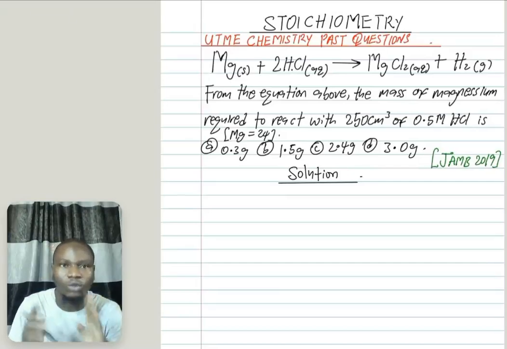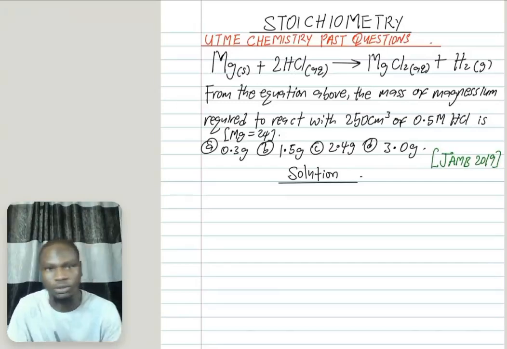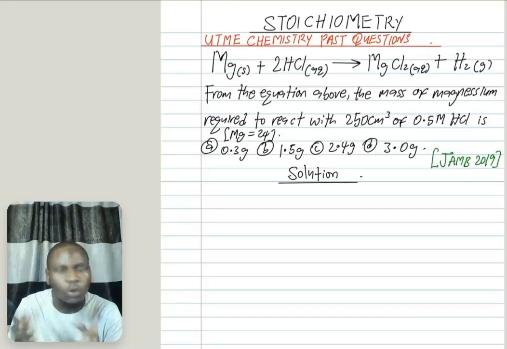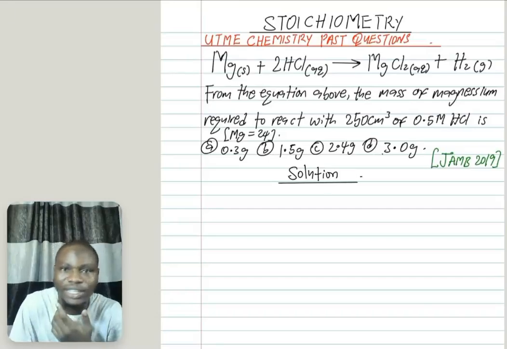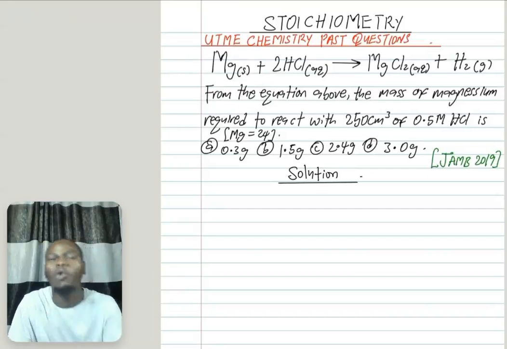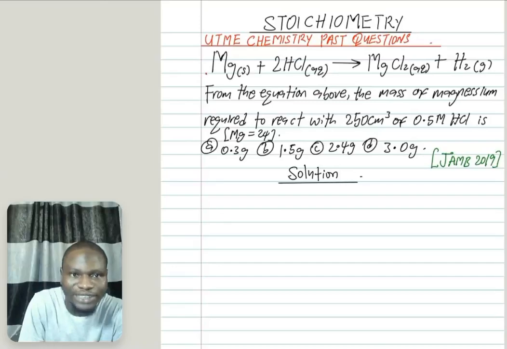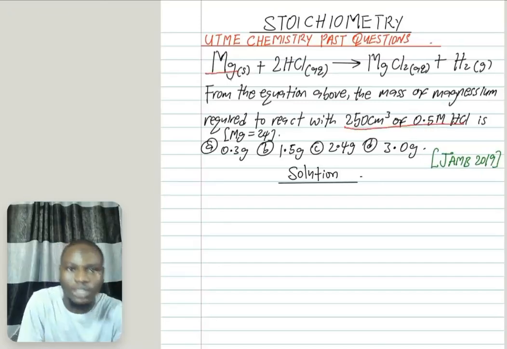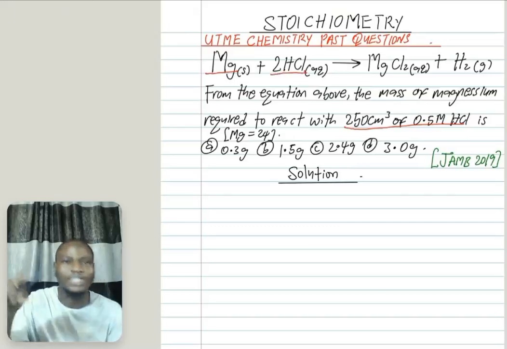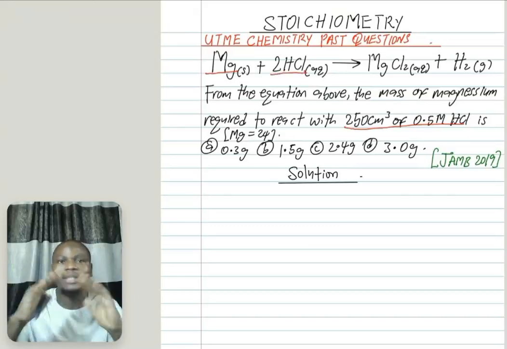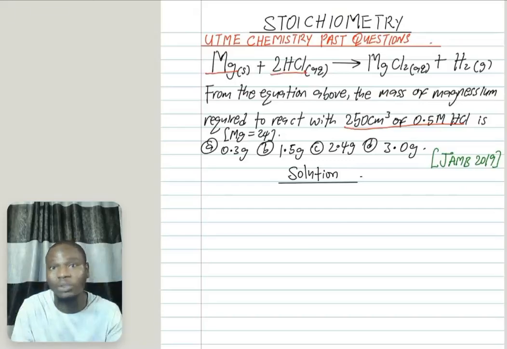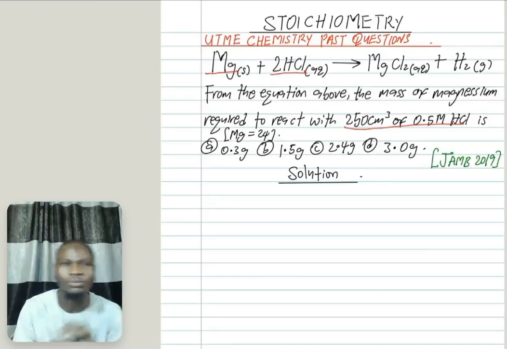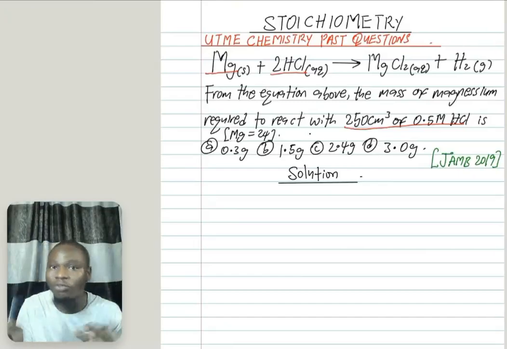Remember, I told us that to attack a stoichiometric question, know what you are given and know what you are asked to look for. The question says what? The mass of magnesium required. It means that you are asked to find the mass of magnesium. They say required to react with 250 centimeter cubed of 0.5 molar HCl. It means that in this question, we have the parameters for HCl and we are asked to calculate the mass of magnesium. That's all.